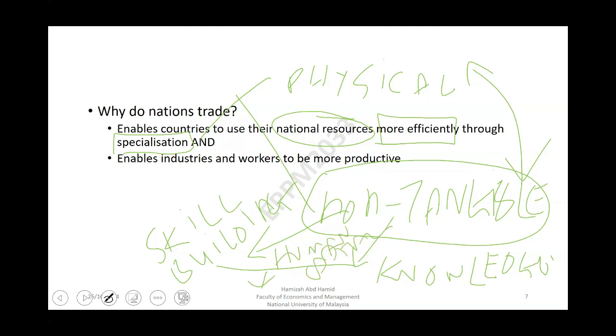Okay, remember how China is known for specializing in silk, that comes from an interaction of physical and non-physical resources. So they can trade, they can sell, they can export their silk. So nations trade because it will enable industries and workers to be more productive.